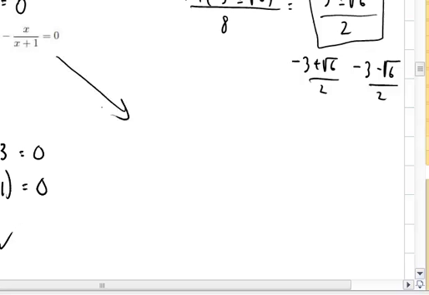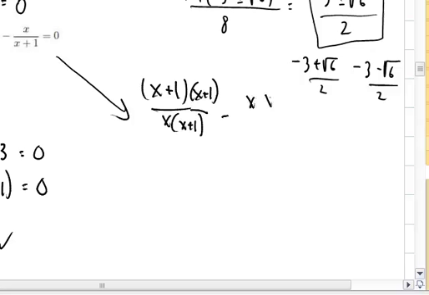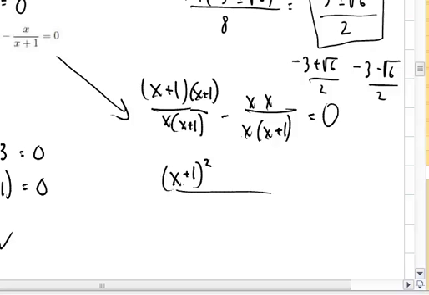On this next one, solving this problem, you need to find a common denominator. So I have x plus 1 over x, but the common denominator is going to be x times x plus 1. So I need to multiply the top by x. On the other one, I'm going to have x times x plus 1 in the denominator, so I'm going to have x times x in the numerator, and that equals 0. So now when I combine fractions, I have x plus 1 squared minus x squared all over x times x plus 1.